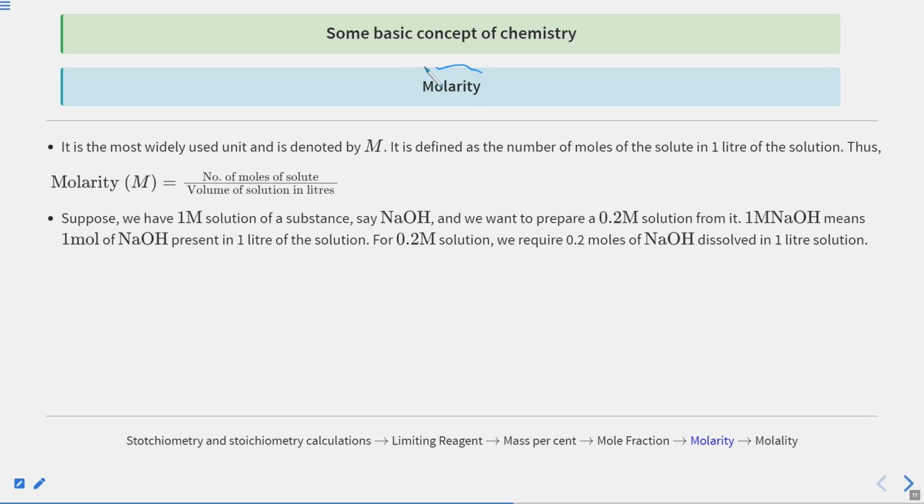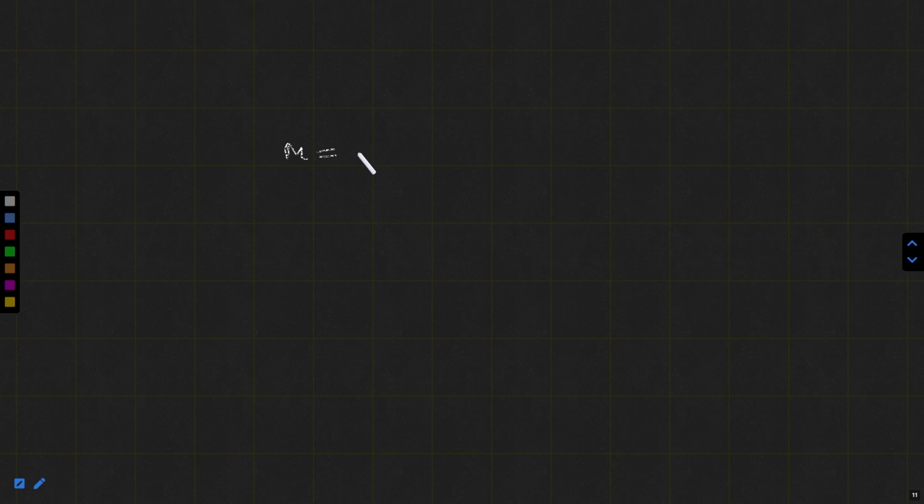So let's now understand molarity. Molarity is the most widely used unit, and it is denoted by capital M. The symbol for molarity is capital M. What is molarity? Molarity is the number of moles of solute dissolved in 1 liter of solution. And the number of moles of solute is given by mass of solute, that is WB. Suppose I am saying A for solvent and B for solute.